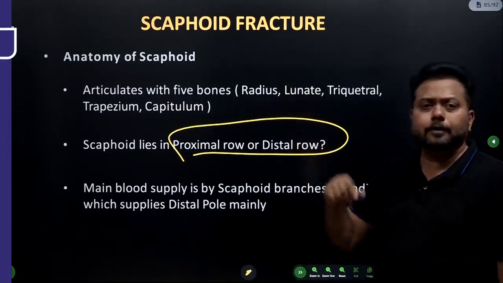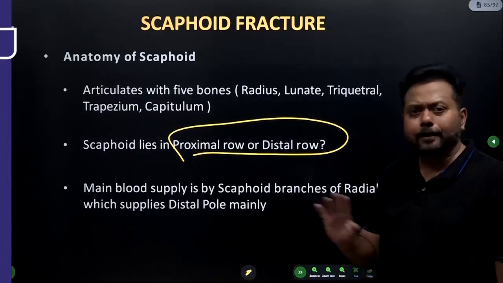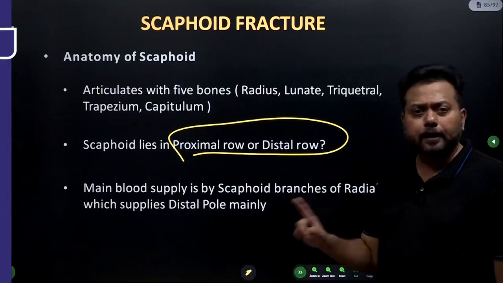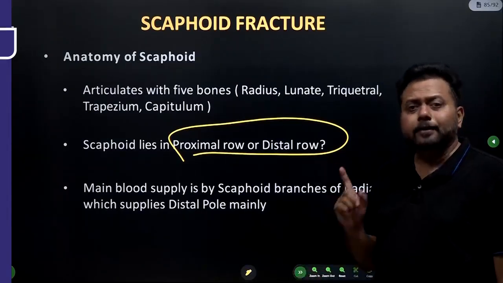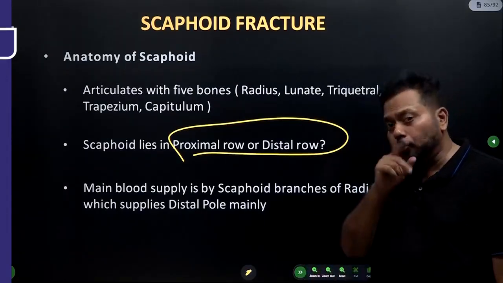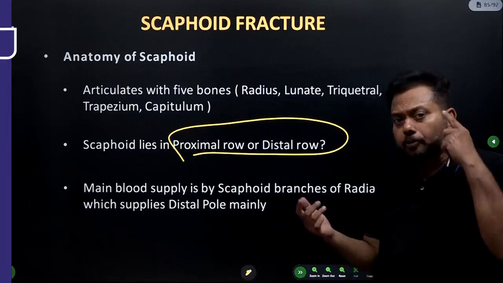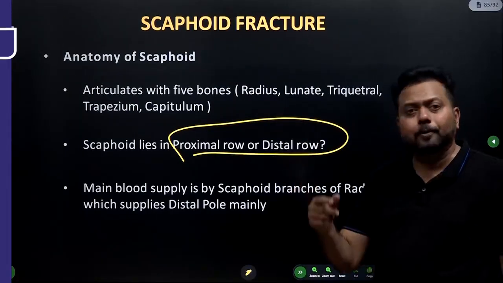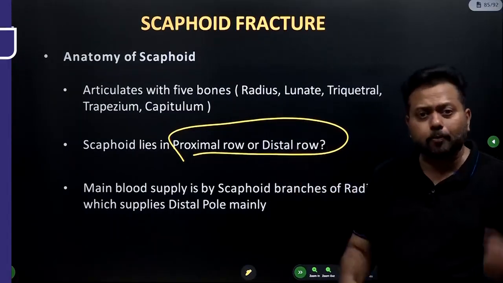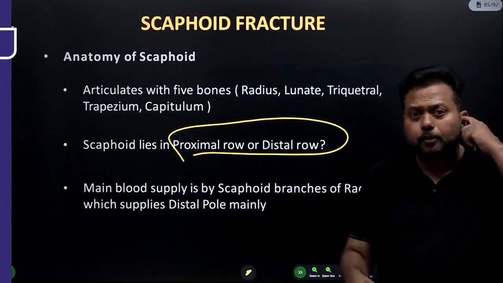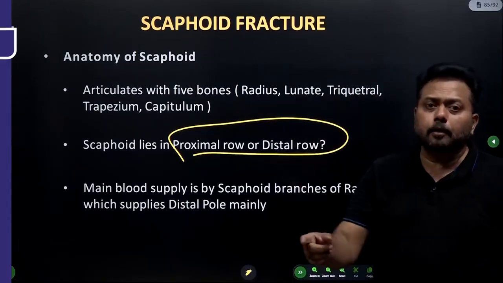What happens to the rest 7? We should think. Scaphoid doesn't lie purely on the proximal row, nor purely on the distal row. This is the only carpal bone which lies on both rows. In other carpal bones, we have never read of a proximal pole and distal pole. Scaphoid has a proximal pole and a distal pole. So the proximal pole rests on the proximal row, and the distal pole rests on the distal row.